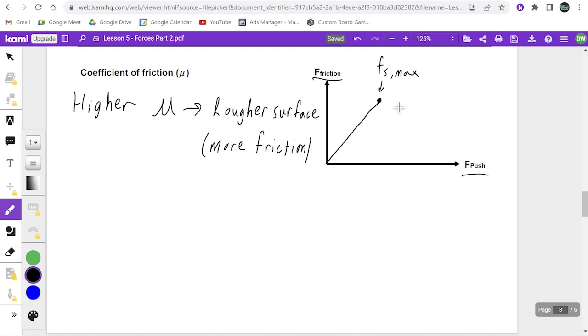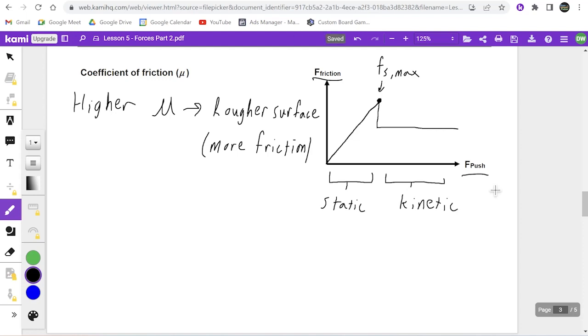And when you do start moving, it doesn't level off. It actually dips, and then it levels off like that. No matter how hard you push, it will always be this. So just to be clear, this is the static region, and this is the kinetic region. I spelled kinetic wrong. And remember, kinetic means moving, static means not moving.